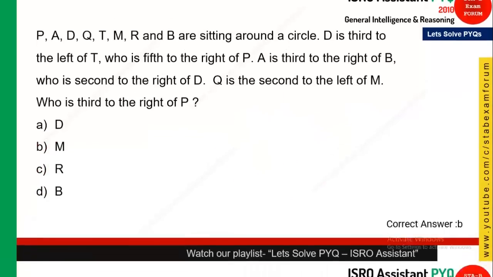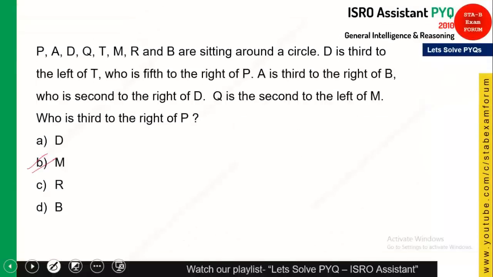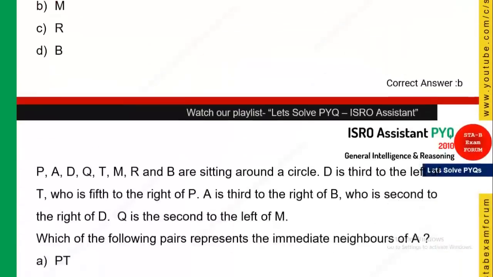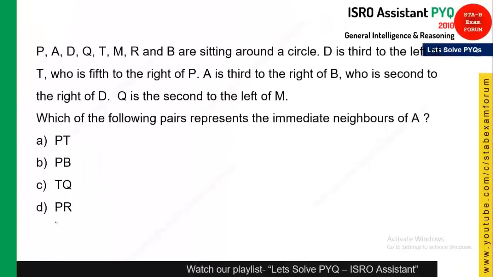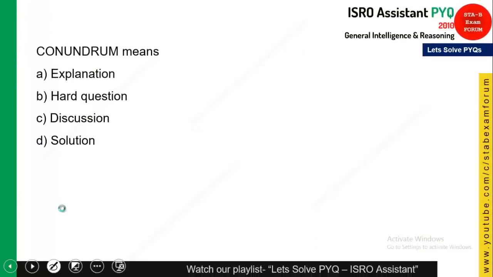Let me see the pair P, T, P, B, immediate neighbor of A. The immediate neighbors of A are P and R. So option D should be the correct answer. Yes, it is correct. Let's go to the next question.